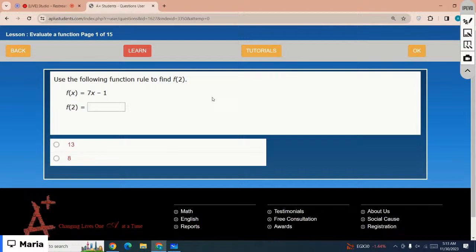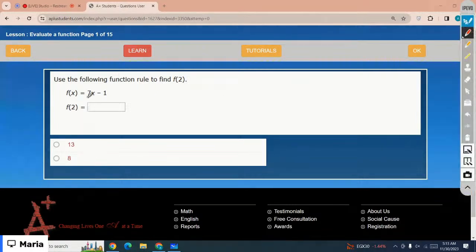Okay, use the following function rule to find f of 2. You have to evaluate this function on f of 2. F of 2 means you can see here you have f of x. So you need to replace all the x with 2, right? So that would be 7 times 2 minus 1.